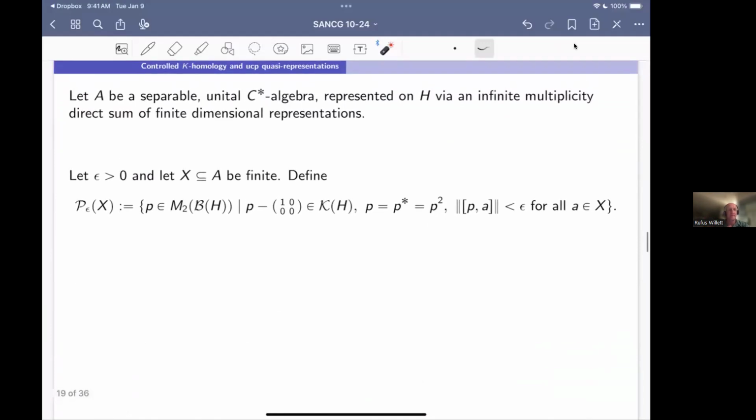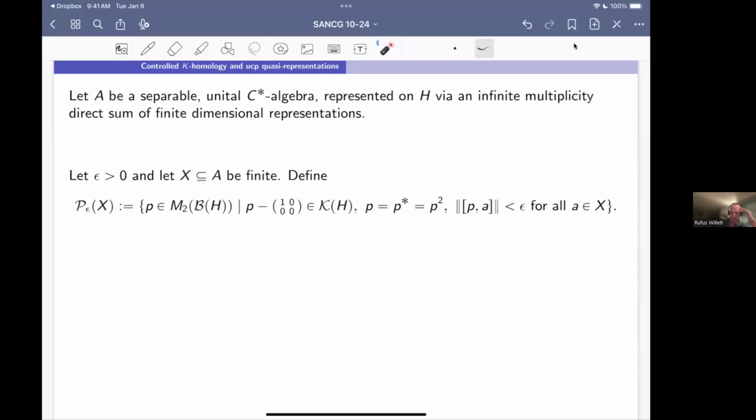Then we will do the following thing. For an epsilon greater than 0 and X finite, and you should think, by the way, A is a group C-star algebra and X is a finite subset of the group, we will consider the set of projections in 2x2 matrices over B(H) which are compact perturbations of this sort of trivial matrix, which is going to play the role of the identity in this setting. They're projections. And then the crucial condition is that they approximately commute with all elements of the given finite set.